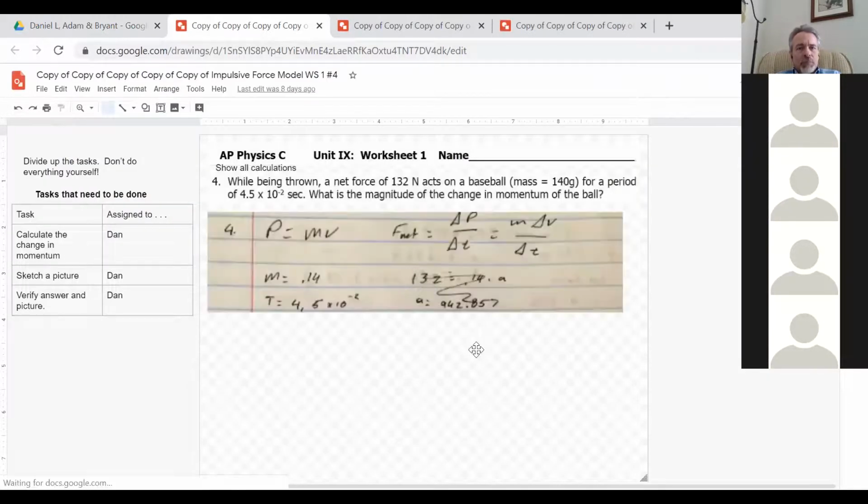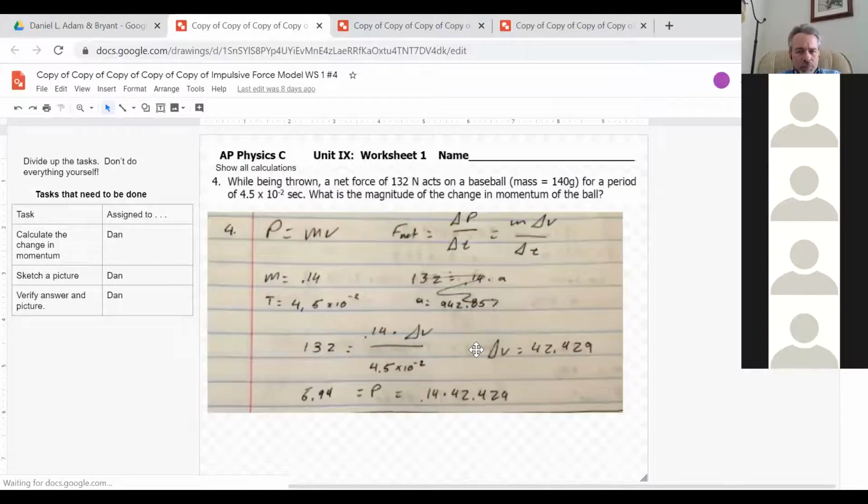Yeah, number 4. Okay. So I did P is equal to MV. Or actually, I ended up doing something else. I did F net is equal to delta P over delta T. Because you see on the top right, I said F net is equal to delta P over delta T, which is also equal to M times delta V over delta T. Okay. So where's your answer at? The very bottom, it's the 5.94. Ah, gotcha. Okay. So that seemed kind of circular.